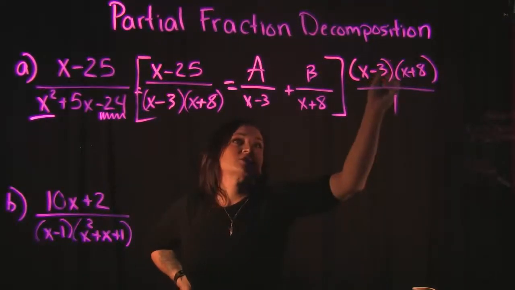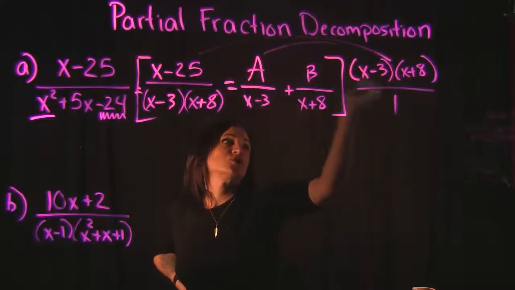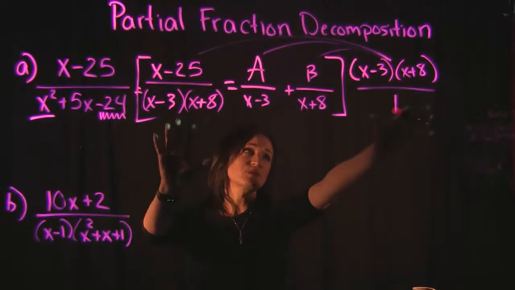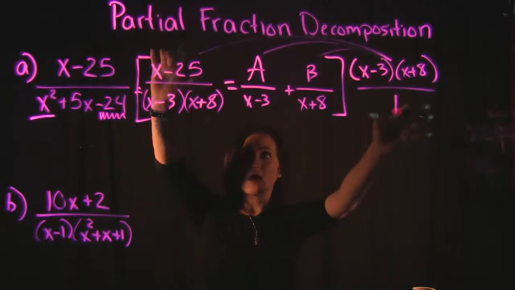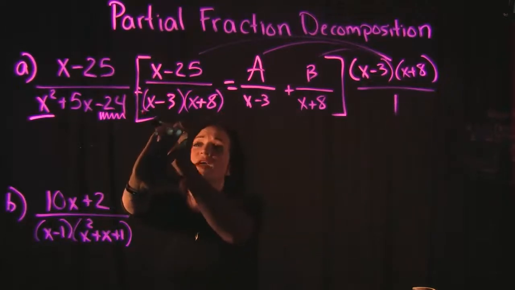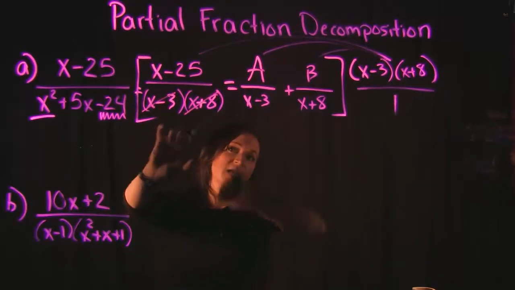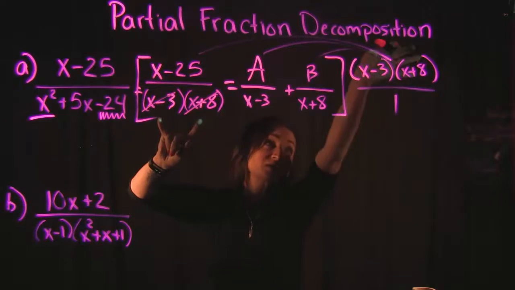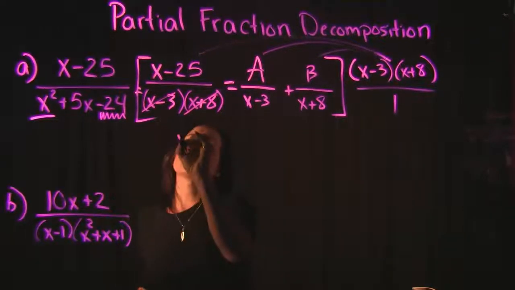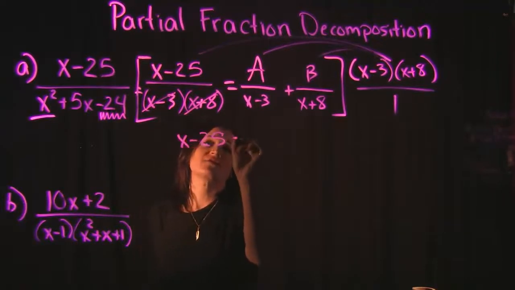Now this is going to be distributed to the 3 terms that we have in our equation. During the first multiplication, multiplying by our x minus 25 over x minus 3 times x plus 8, the x minus 3 and the x plus 8 down in this denominator cancel with the x minus 3 and the x plus 8 over here, leaving us with x minus 25.